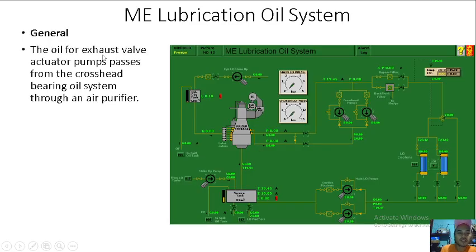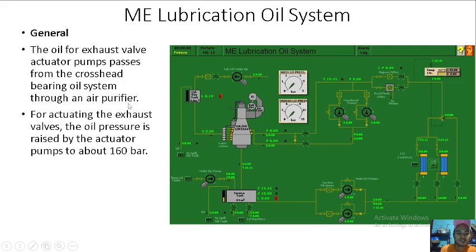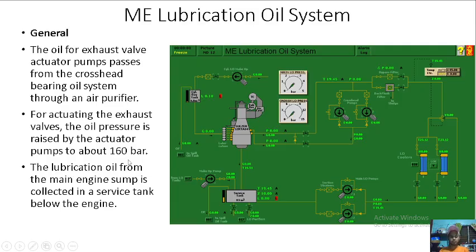Okay, so the oil for exhaust valve actuator pumps passes from the crosshead bearing oil system through an air purifier. For actuating the exhaust valves, the oil pressure is raised by the actuator pumps to about 160 bars. So that's strong. The lubrication oil from the main engine sump is collected in a service tank below the engine. So it will go down here in the service tank or sump tank below the engine. So it is not really part of the engine.